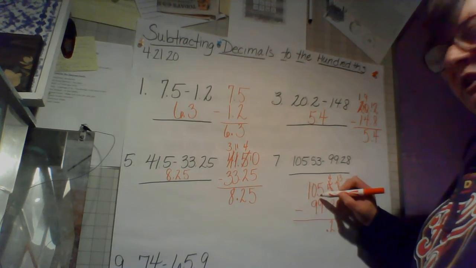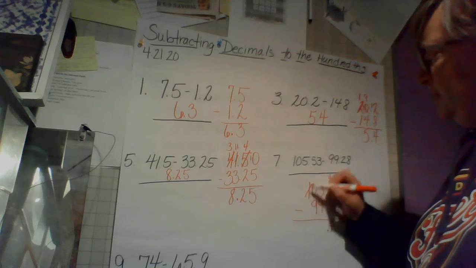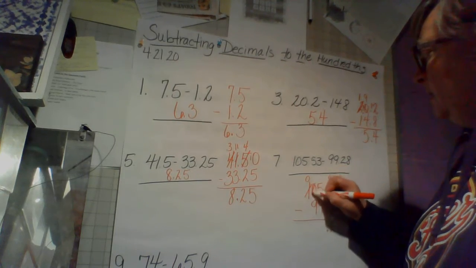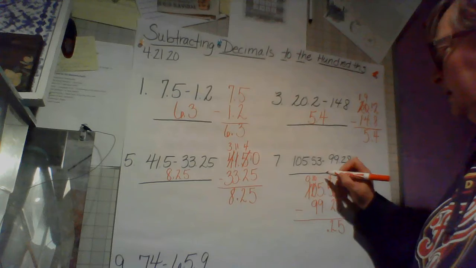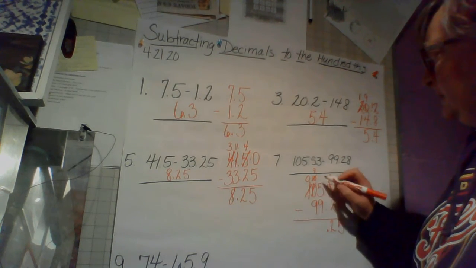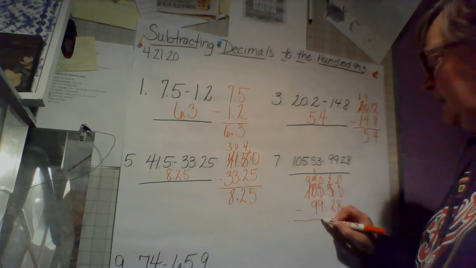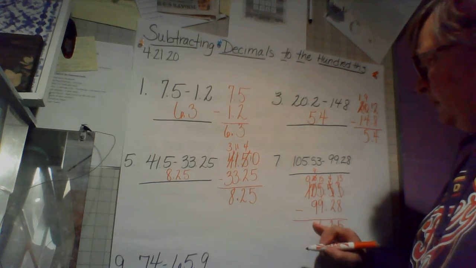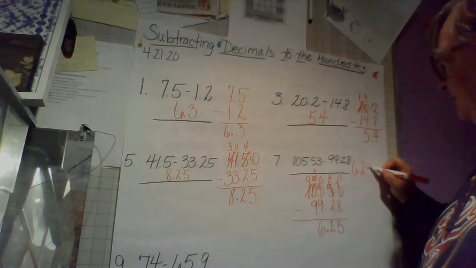I'm going to have to exchange here. I cannot get it from here, so I'm going to go all the way to my hundreds place. So now I have 0 hundreds. And I have 10 tens. Now I'm going to borrow from that 10 tens. Now I have 9 tens. And now I have 15 units. 15 minus 9 is 6. 9 minus 9 is 0. So our answer would be 6.25.